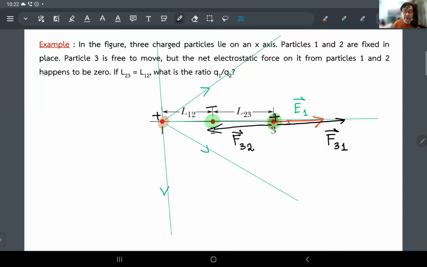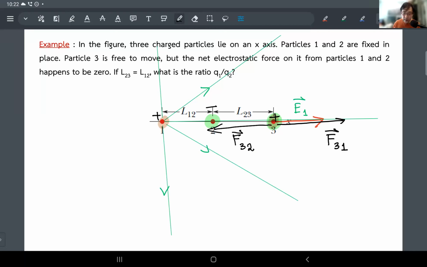Perfect. That's good. But anyway, you can always come up with a different sign, but as long as you have different charges on Q1 and Q2, you are able to get zero net force on charge number three. That's the only requirement that you need.